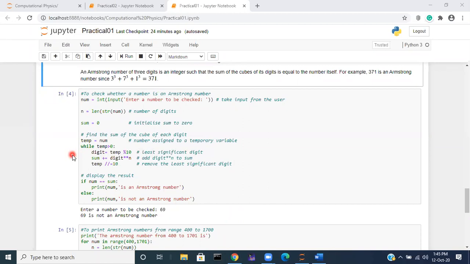It identifies the least significant digit, the digit on the extreme right, and stores that digit in the variable called digit. Next, I say digit cube.